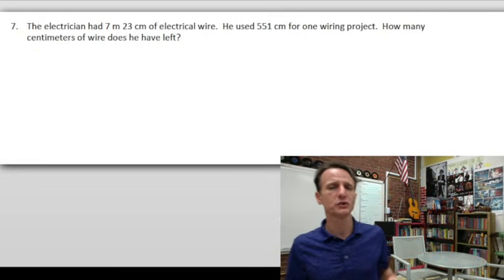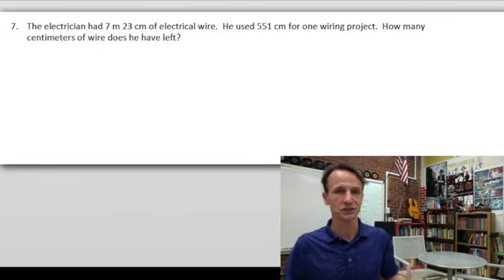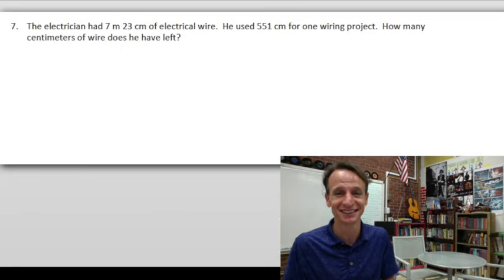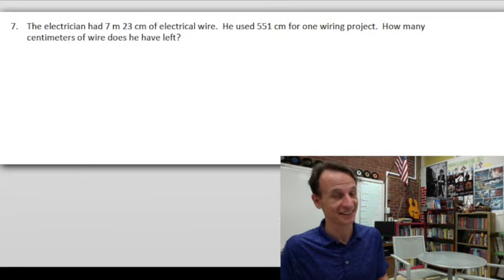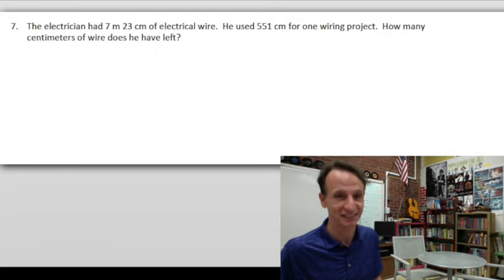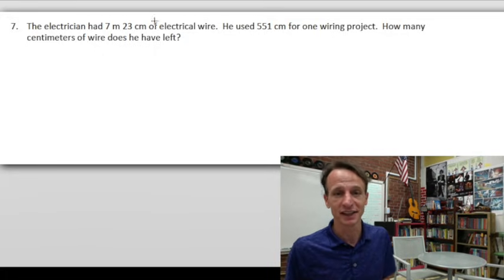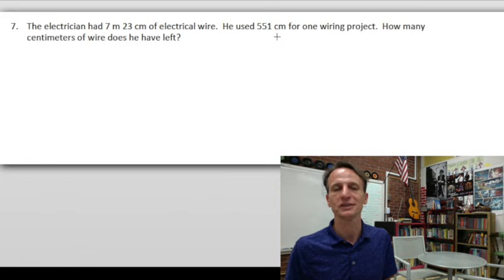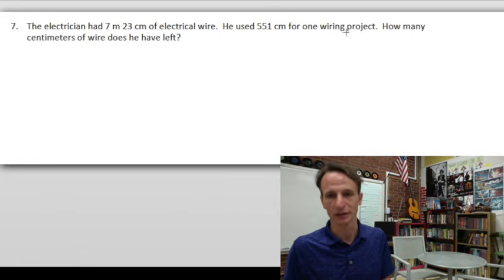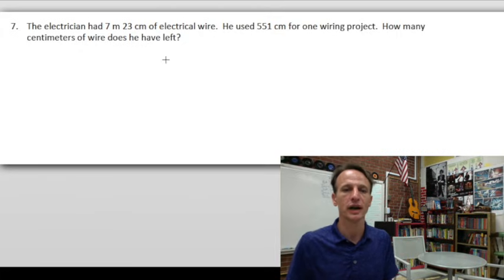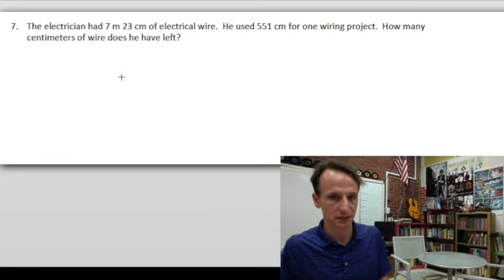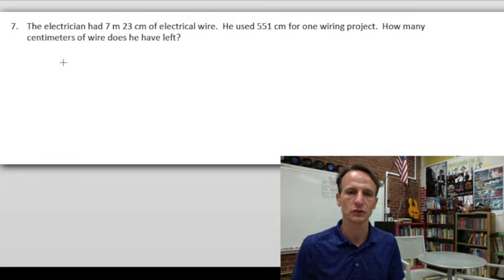Number 7 has us moving from runners to electricians. Naturally. All right, let's do it. The electrician, I guess he's just the electrician. He's not Bob the electrician, it's just the electrician. Anyway, he had 7 meters, 23 centimeters of electrical wire. He used 551 centimeters for one wiring project. How many centimeters of wire does he have left? And note that we're asked to express our answer in centimeters.